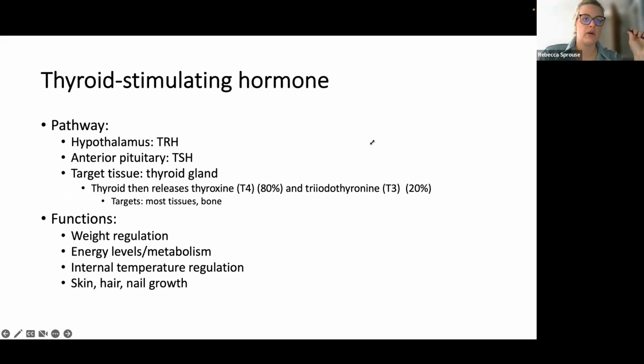Thyroid stimulating hormone. So the hypothalamus starts by releasing thyrotropin releasing hormone. That tells the anterior pituitary to release TSH, thyroid stimulating hormone. And that travels the bloodstream from the brain down to the thyroid gland right here and tells your thyroid to release T4 and T3. And they have very similar function. A difference would be that there's more T4 in the body than T3.